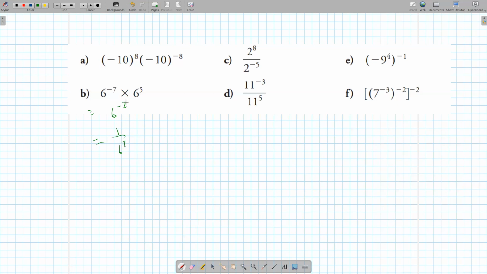Do not say 6 to the power negative 2 is negative 36. Again, this is a very common mistake, and that is absolutely wrong. It's 1 over 36. Cool. I see people making this mistake even at higher levels, and that is wrong. It's 1 over 36, not negative 36.